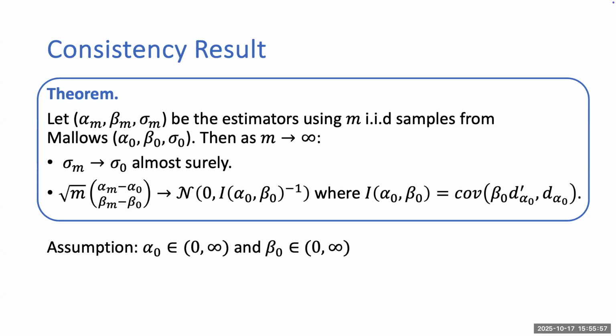Are alphas and betas real numbers or integers? They're real numbers. The square root of n times alpha m minus alpha 0, beta m minus beta 0. Oh, no, this is a vector. I meant it's a vector. Okay, gotcha. Sorry, I should change the notation. There's a covariance to it. These are just vectors.